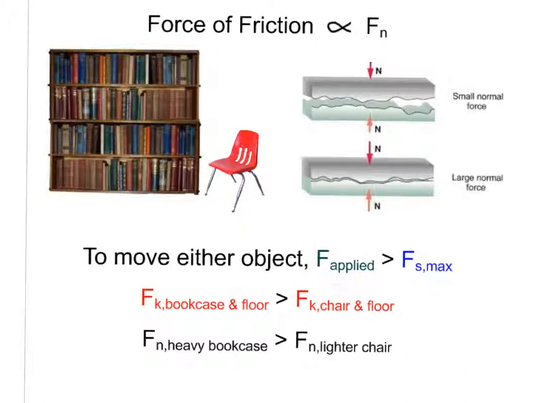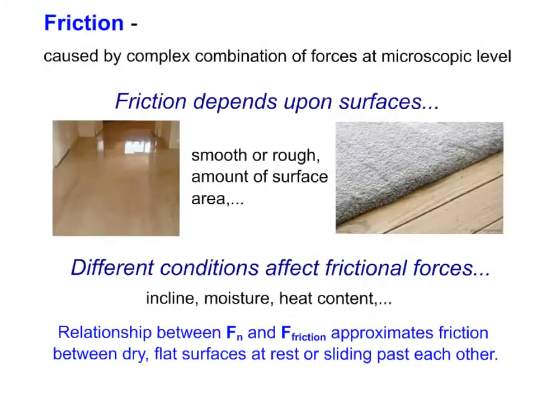You're going to have an applied force that is greater than your force of static friction so that you can overcome the force of static friction. But the force of kinetic friction, when you're moving the bookcase, the kinetic friction between the bookcase and the floor is going to be greater than the kinetic friction between the chair and the floor. Also, the normal force for that heavy bookcase is going to be greater than the normal force for that lighter chair. So the force of friction is always going to be proportional to the normal force.